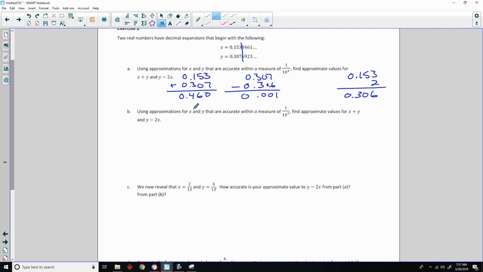Okay, part B, using approximations for x and y that are accurate within the measure of 1/10 to the 7th. So now I need to move this. There's 1, 2, 3, 4, 5, 6, 7. That's using the whole number. Now we're going to do the same thing. X plus y: 0.1538461 plus 0.3076923 will give me 0.4615384.